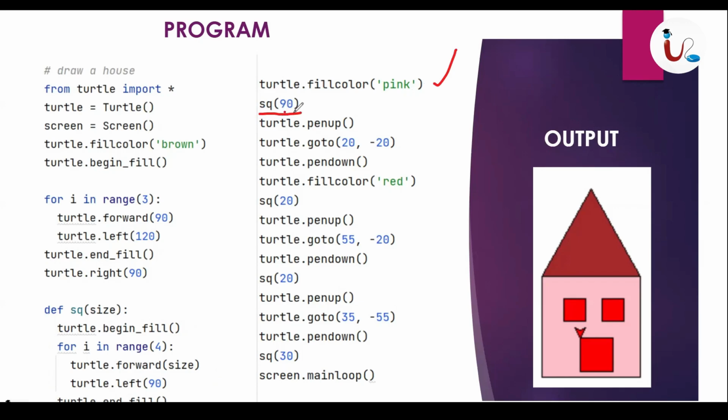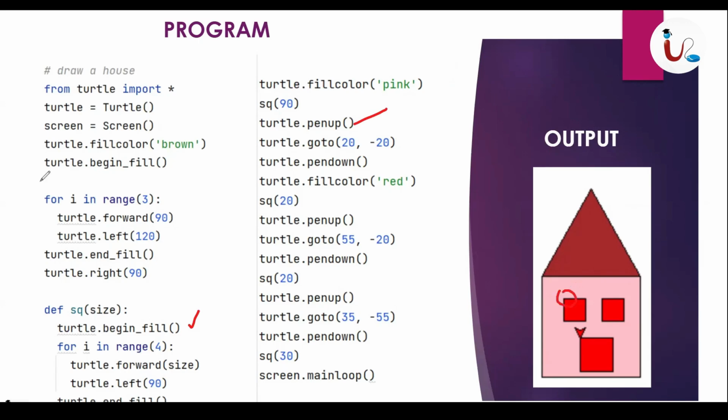Remember this 90 is the size of this side. This is the same as the size of the triangle, which means these 3 sides are the same, right? I have given the same size for the first square side also because these two should be the same. 90. Now, I'm calling the function and inside the function, it starts the begin fill. It will draw the square and end fill, which means it will be pink color. After that, I'm putting the pen up. Pen up, because I want to make it go here.